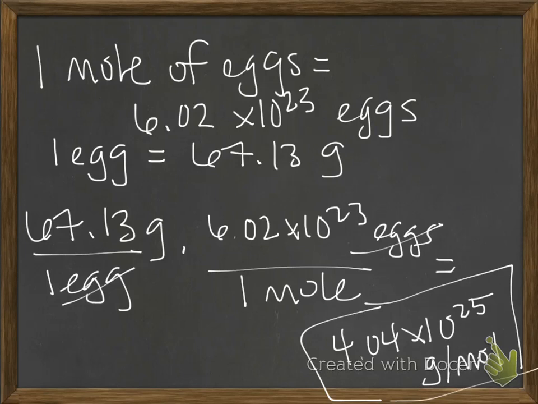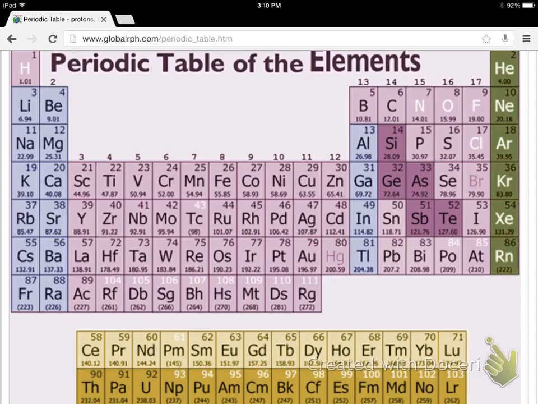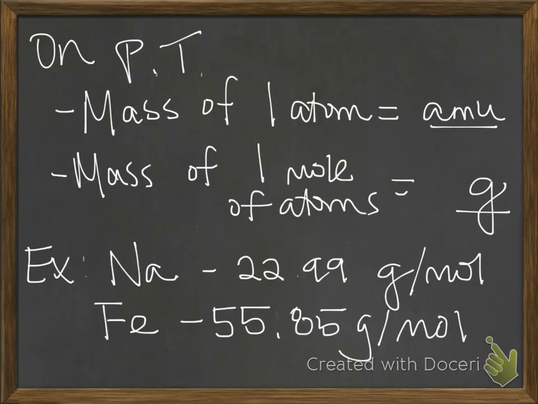Okay? So now we're going to do the same thing, just with smaller things, like atoms and molecules. And if you have your periodic table, now would be a great time to pull it out. I have one right here. And I'm going to come back to this slide in just a minute. So have this handy. I'm going to tell you a really important piece of information.